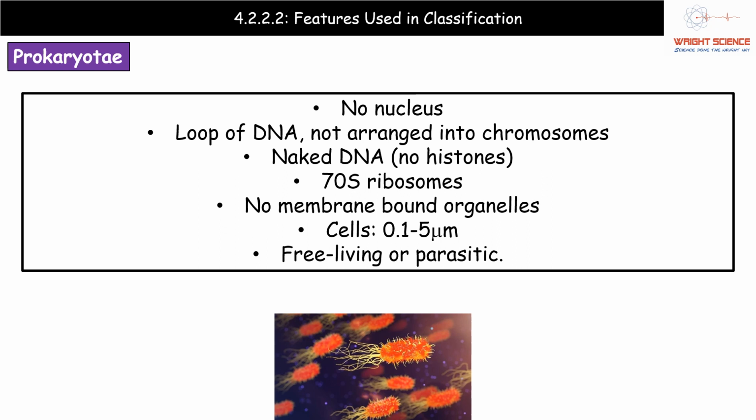Instead, the DNA is arranged as a loop and it's not organised into chromosomes. We would also be able to say that the DNA is termed naked DNA, and that just means it's not wrapped around histone proteins. We would also find that we have the smaller 70S ribosomes present, and there are no membrane-bound organelles within that cell. In terms of the size of a typical prokaryotic cell, they're between 0.1 and 5 micrometers, and these would either be free-living or parasitic organisms.